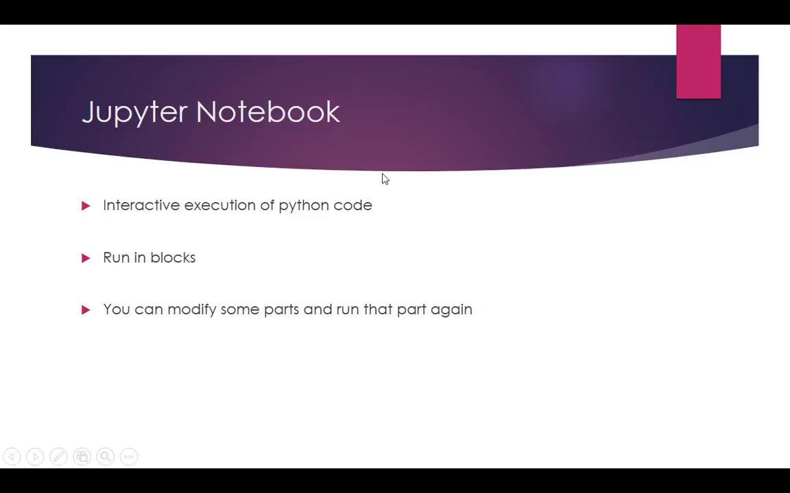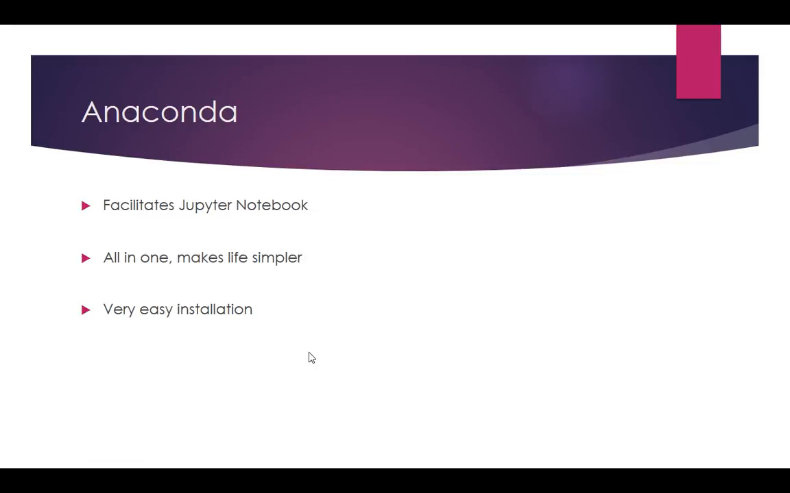What is Jupyter Notebook? Jupyter Notebook is an editor. It is an interactive tool to write Python code. You can also do some other codes as well. It runs in blocks, and you can modify some parts and run that part again. Jupyter comes with Anaconda. Anaconda facilitates Jupyter Notebook. Anaconda includes some other important libraries which are important for data science, and it is really very easy to install.